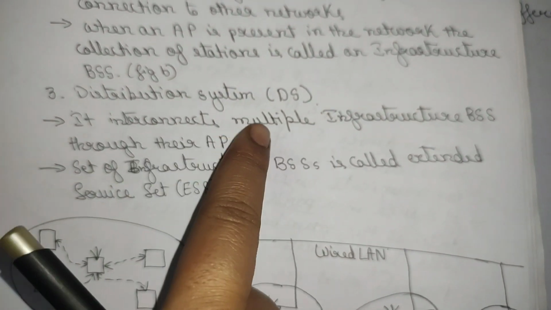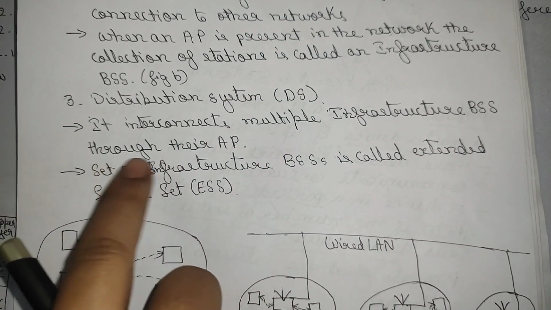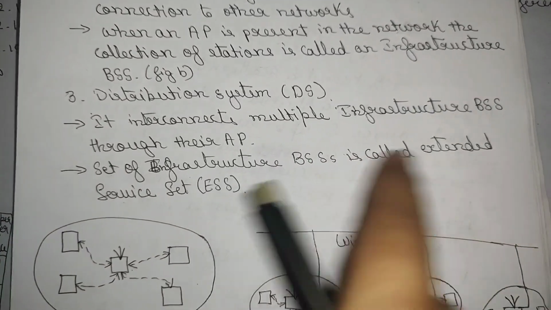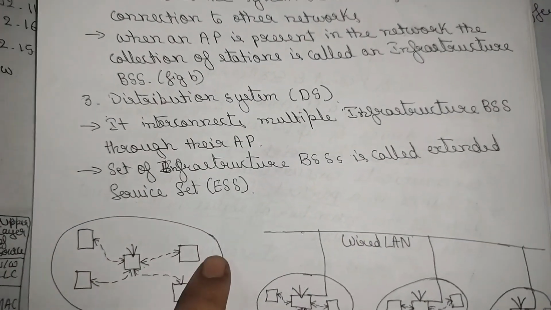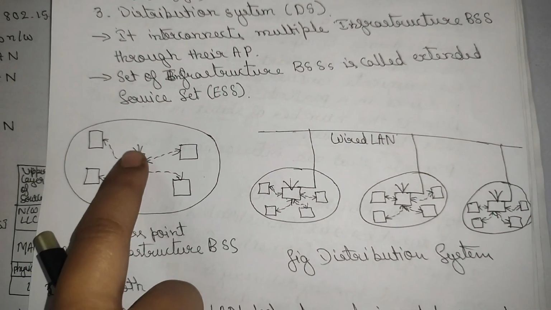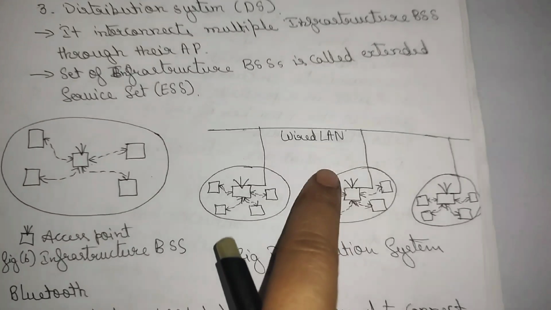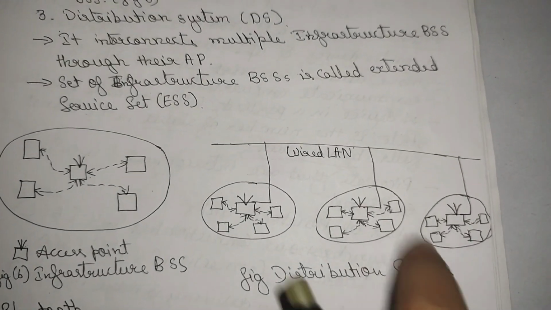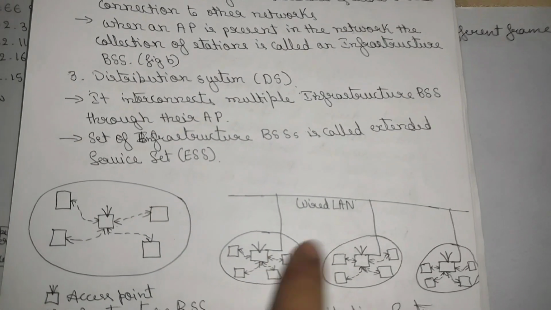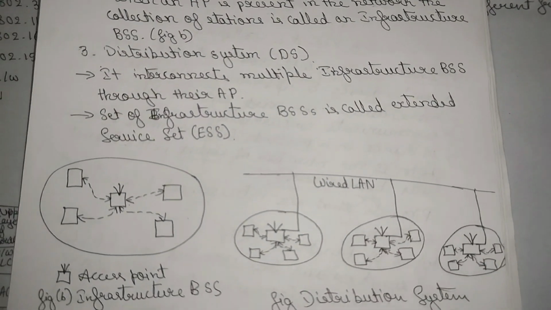Next is a distribution system. It interconnects multiple infrastructure BSS through their APs. A set of infrastructure BSS is called an extended service set. So you can observe the access point, this is the access point, infrastructure BSS, and this is the distribution system.